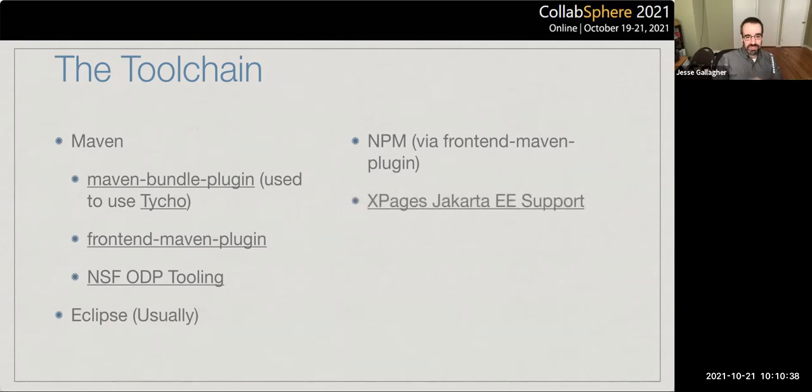I use the XPages Jakarta EE support. This is another project that I have on OpenNTF that adds newer JAX-RS, it adds CDI, it adds newer expression language, and a couple other things. And we use this heavily in this project to do newer technology. So we have better bean validation, we have better REST services, we have better expression language support. These are not necessarily required for doing the build, but we use them because it makes the app better.